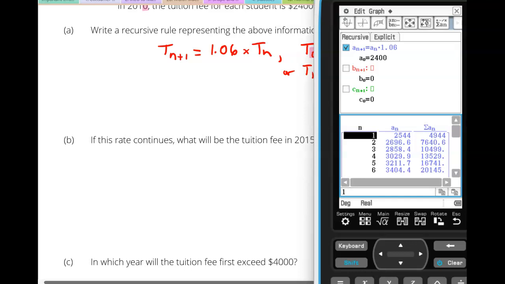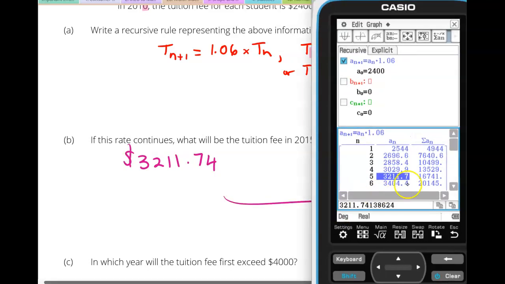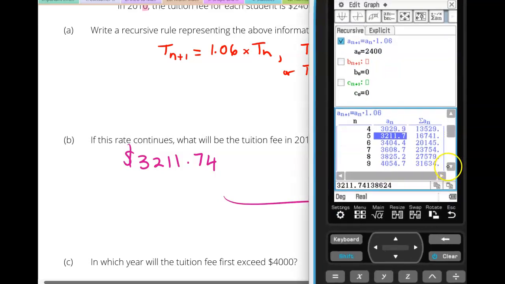Now, if we tap on that part of the table, the actual figure will come up at the bottom. So you can see the 0.74. Don't just write 0.7. You do need to get in the habit of being quite exact with these sequences. So 3,211.74, and I can tell that from the bottom of the table there. In which year will it first exceed 4,000? So we just scroll down and look, and there it is. Term 9, which links to 2019.